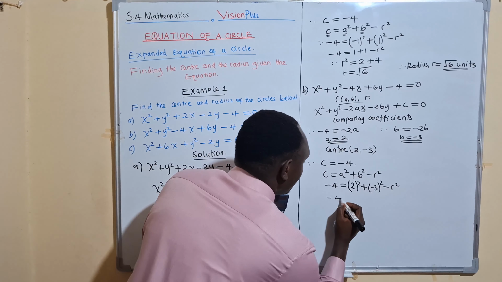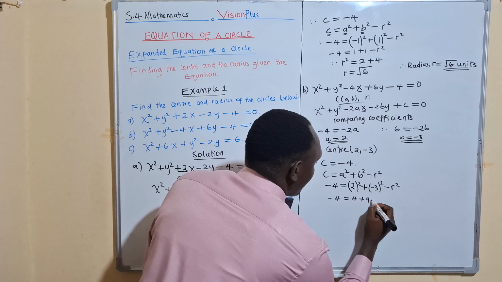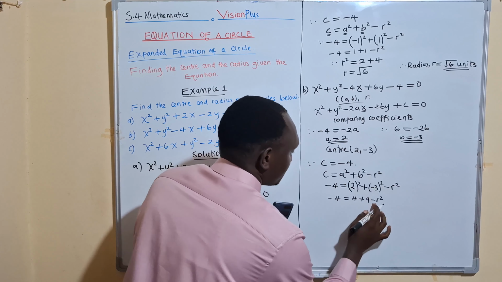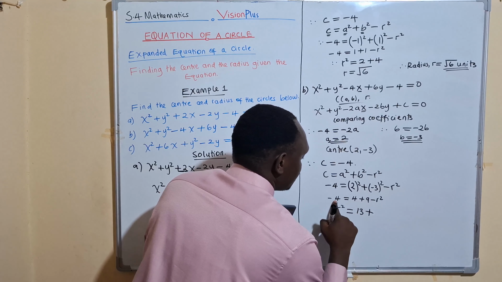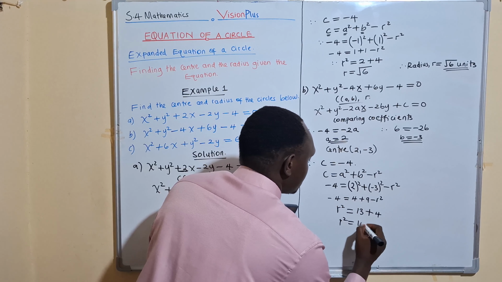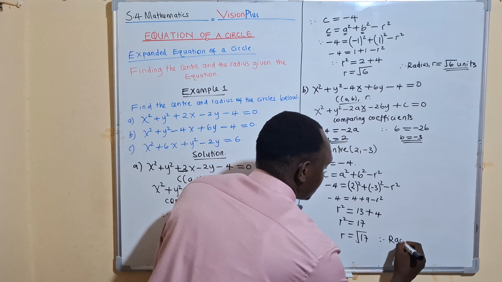I will have negative 4 equals 4 plus 9 minus r squared. If I carry r squared to that side, it becomes positive. Therefore, my r squared becomes 4 plus 9, 13, plus this 4 becomes positive, plus 4. That means r squared equals 17. So r equals root of 17. Therefore, the radius is root 17 units.